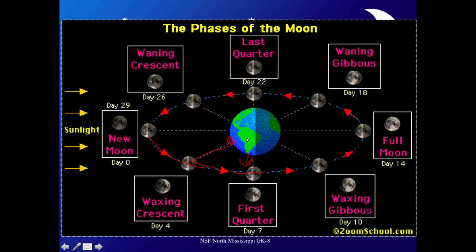But this is them in order, and it gives you the days. So day 0, which is why we always start with the new moon. 4 days later, you have your waxing crescent. Day 7, you have your first quarter. Day 10, your waxing gibbous. And then day 14, your full moon. So it takes about 14 days to get from a new moon all the way to a full moon. And then another 14 days to get from a full moon all the way back to a new moon.